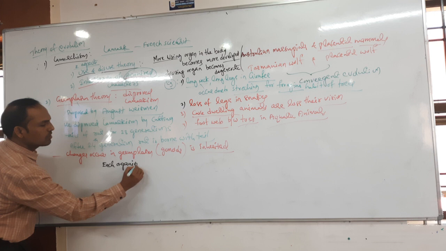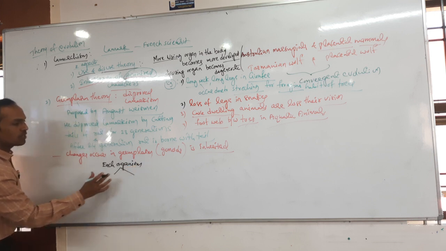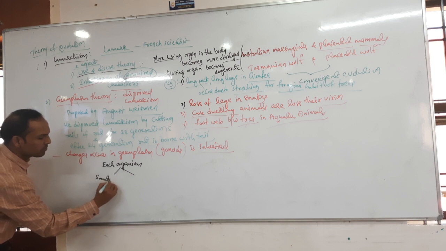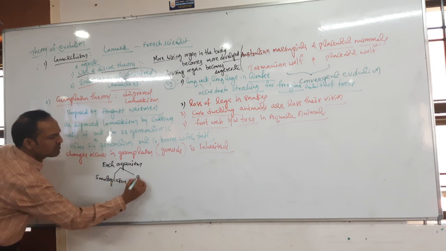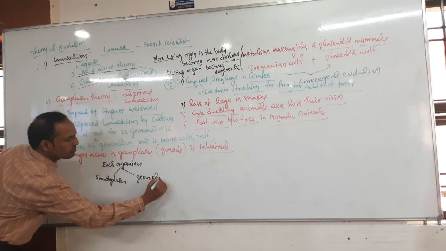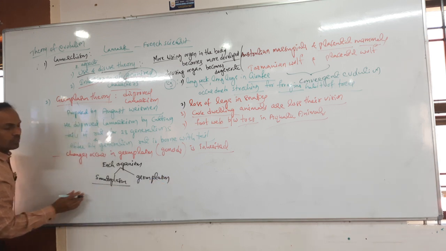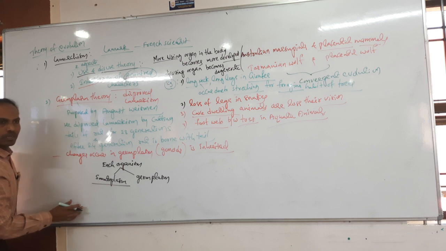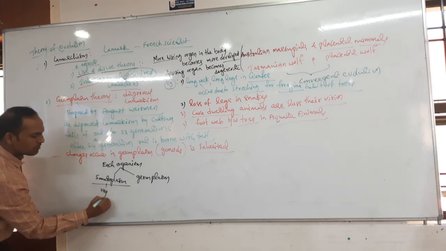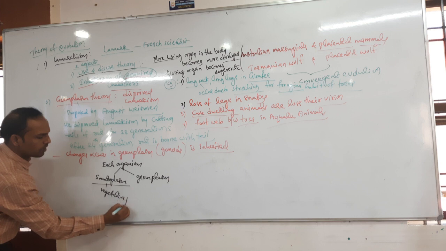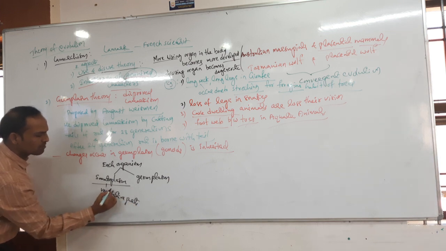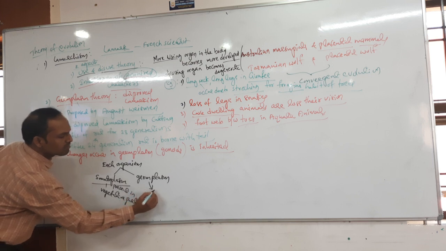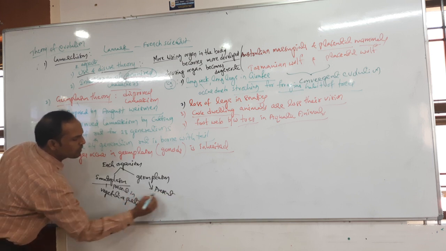organism has two types of plasms. One is called somatoplasm. The second one is called germplasm. Somatoplasm means what? It is present in vegetative parts. Somatoplasm is present in vegetative parts, but germplasm is present in which one? The reproductive part.